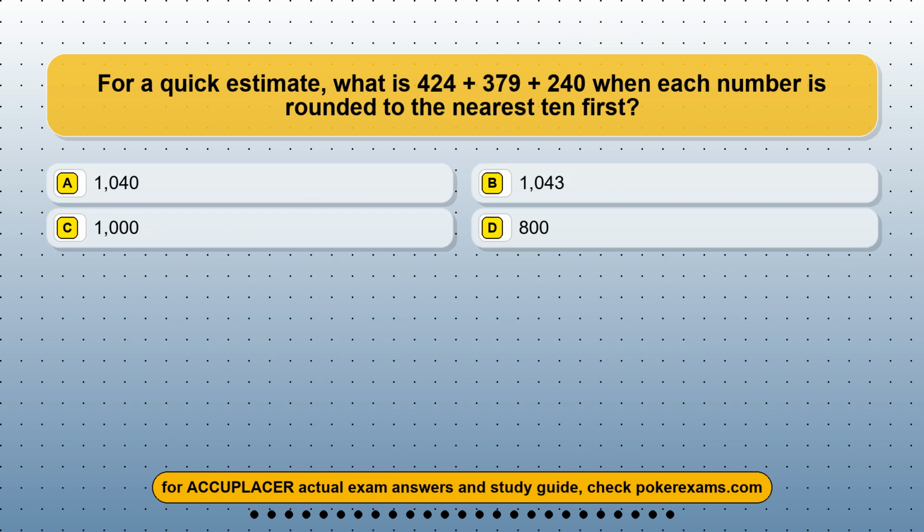Question 23. For a quick estimate, what is 424 plus 379 plus 240 when each number is rounded to the nearest 10 first? Option A 1040, option B 1043, option C 1000, option D 800.